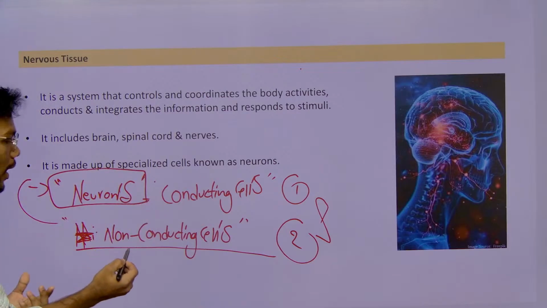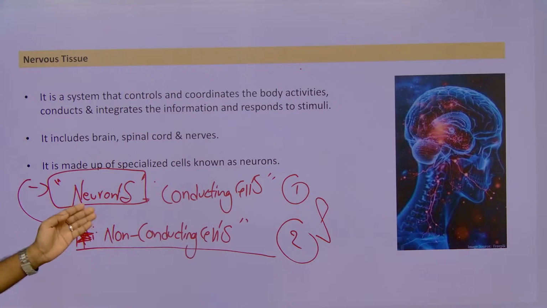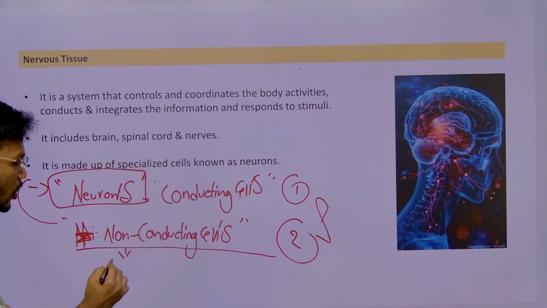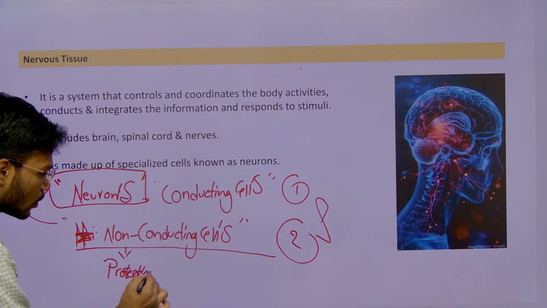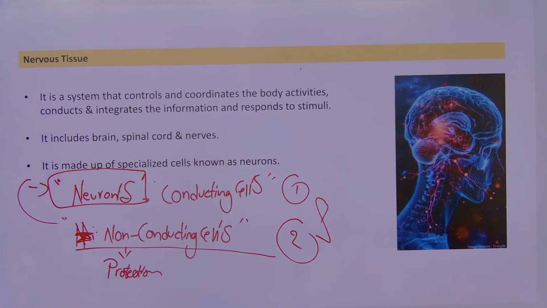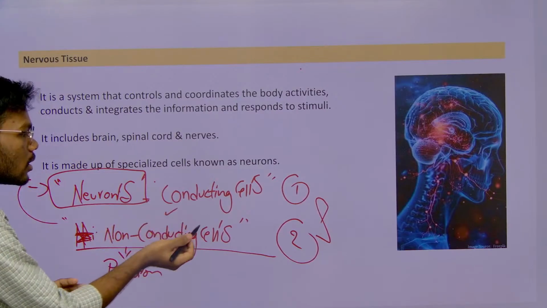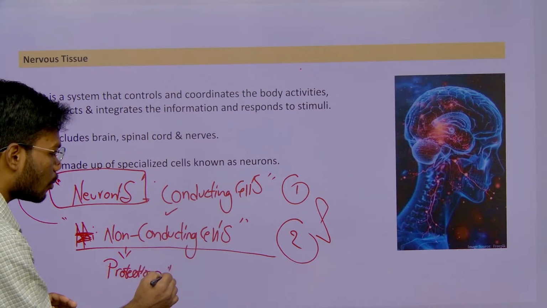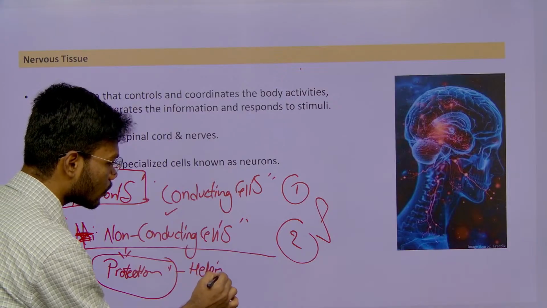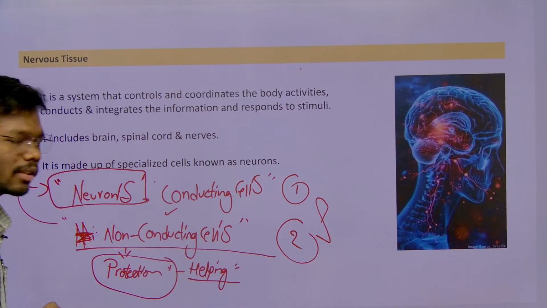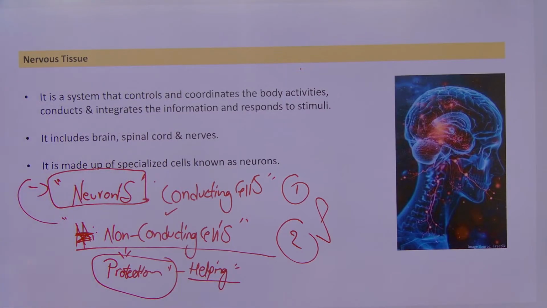And what are non-conducting cells? These are the different kind of cells which play an important role in what? Protection. Not involved in this conducting system, only protection or helping this neural system. Only these non-conducting cells are going to function in that.